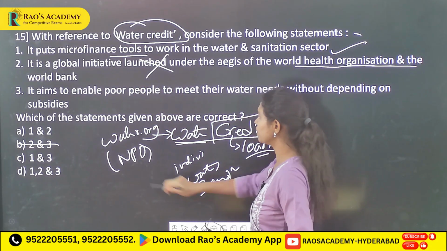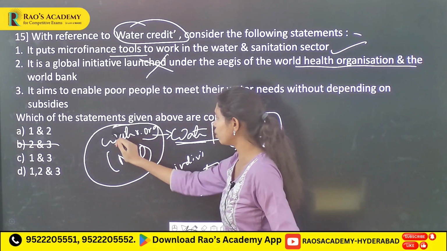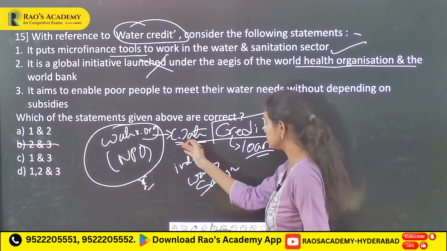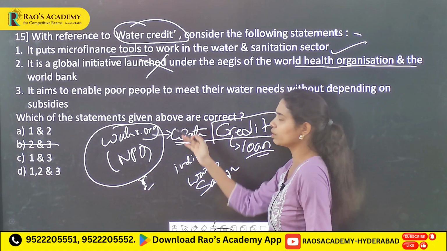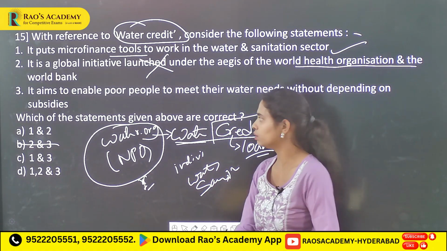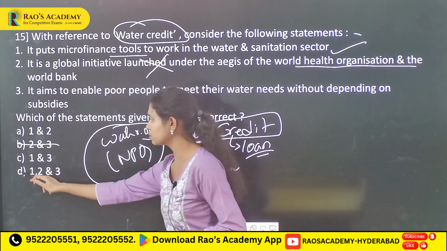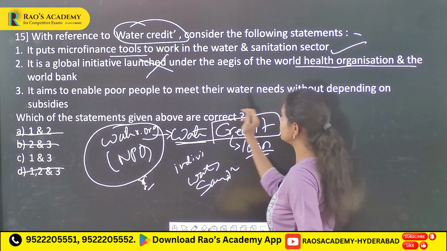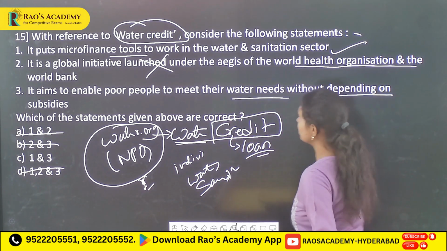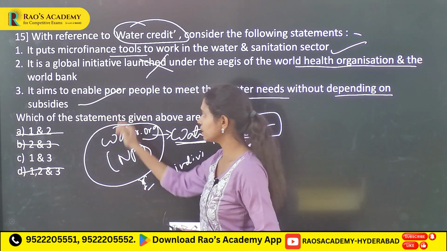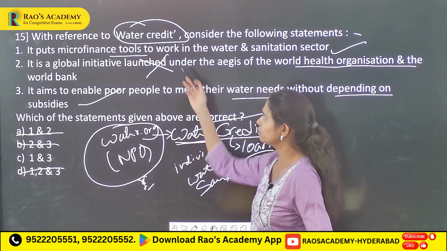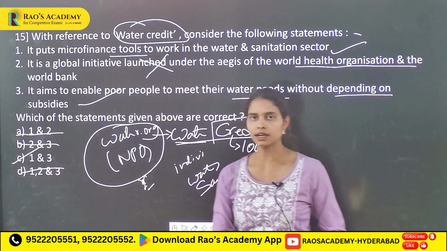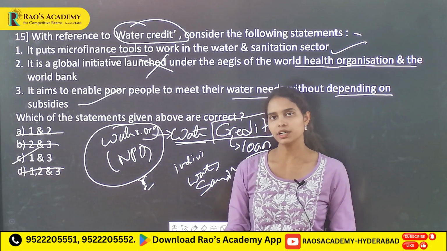It is because it is Water.org, a non-profit organization, which has started this Water Credit initiative, not the World Health Organization and the World Bank. So the second one is an incorrect one. Then, it aims to enable poor people to meet their water needs without depending on subsidies, which is also directly a correct statement. So options 1 as well as 3, both of them are correct statements. So option C is the correct answer with regard to Water Credit.